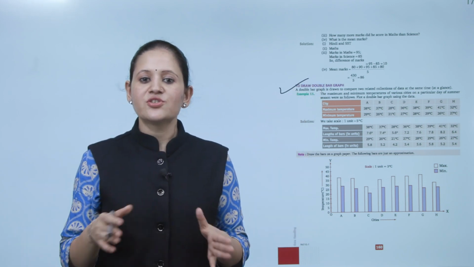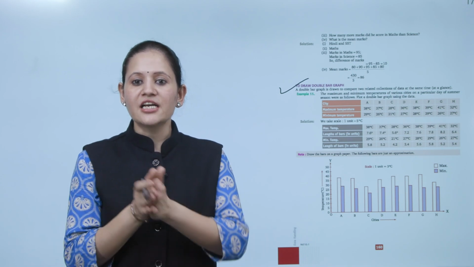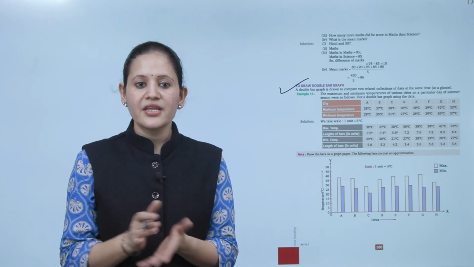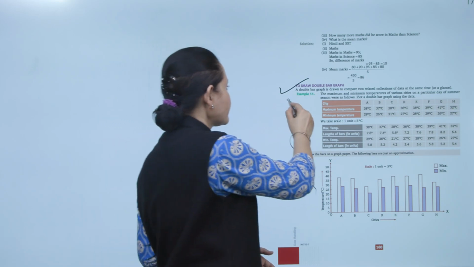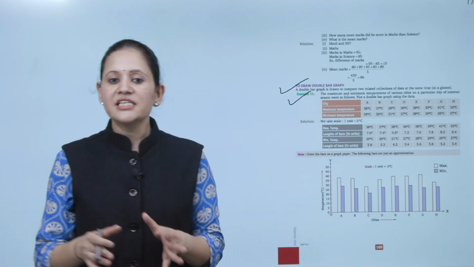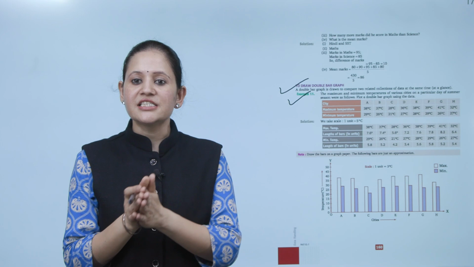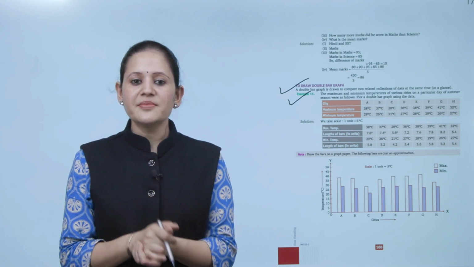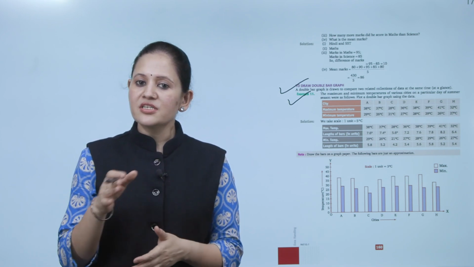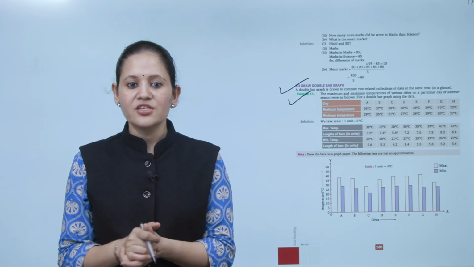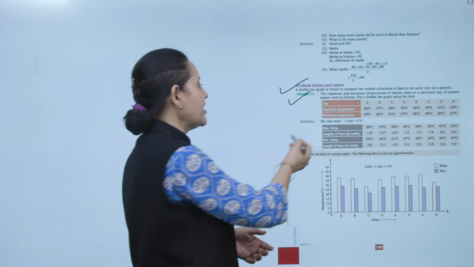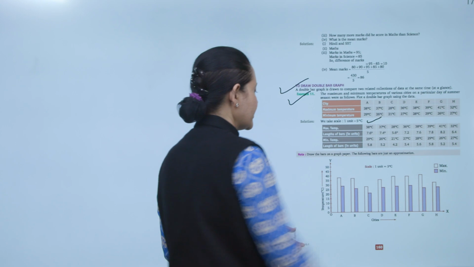A double bar graph is drawn to compare related collections of data at the same time. We'll take an example here. The maximum and minimum temperature of various cities on a particular day of the summer season were as follows. Plot the double bar graph using the data. So, solution: we'll take one unit as 5 degrees centigrade.